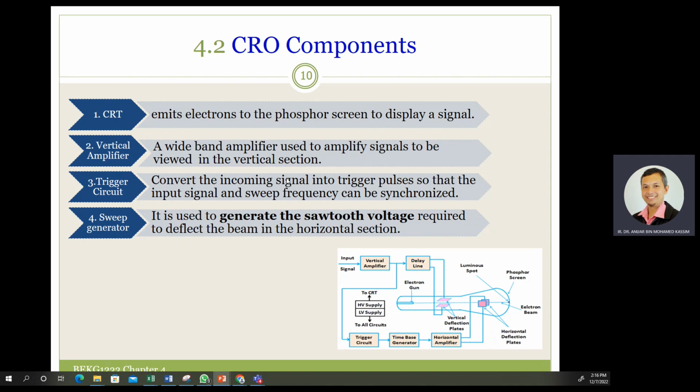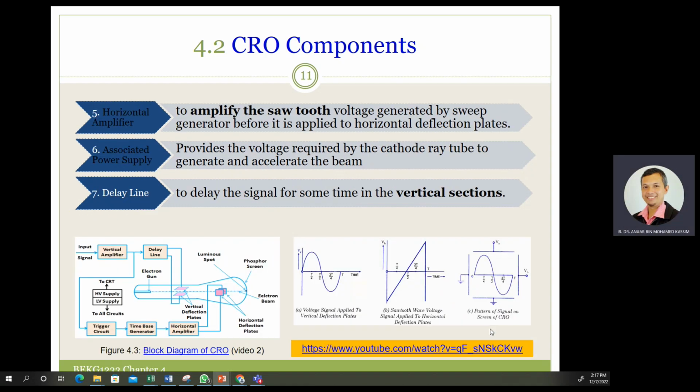And the trigger is to convert the incoming signal into a trigger pulse so that the input signal and sweep frequency can be synchronized. The sweep generator is used to generate the sawtooth voltage required to deflect the beam in the horizontal section, together with the time taken to generate the sawtooth voltage. And the horizontal amplifier is to amplify the sawtooth voltage generated by the sweep generator before it is applied to the horizontal deflection plates.